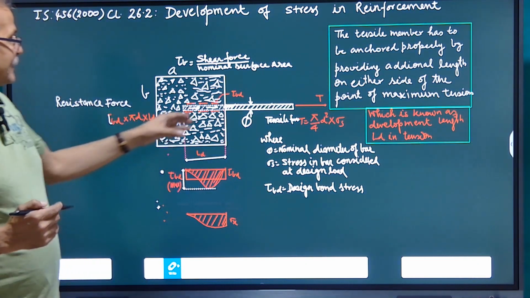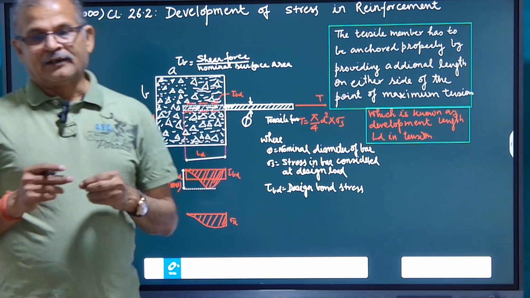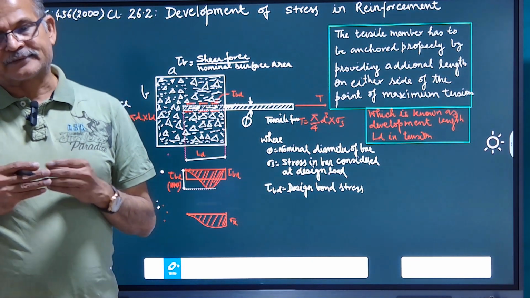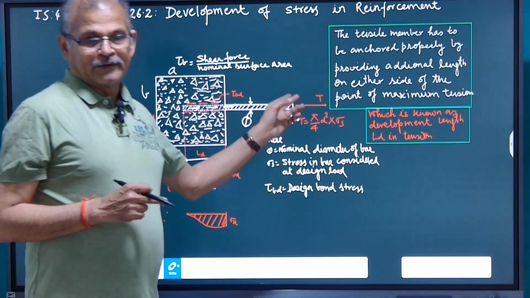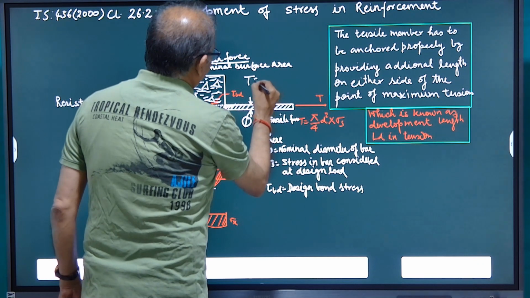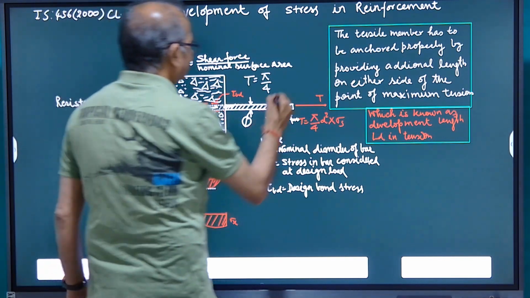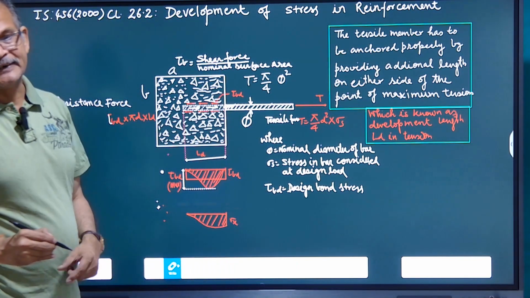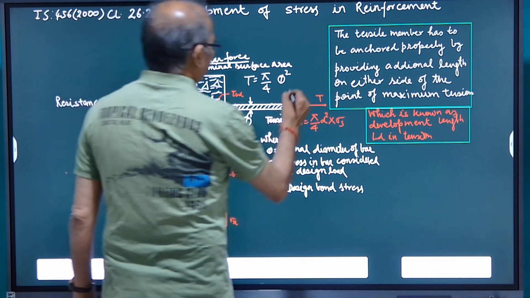So we know that this tensile force will depend upon the cross sectional area of this steel multiplied by the tensile stress, sigma s. Whatever sigma s is developed, if we multiply by the cross sectional area, we know the tensile force. So tensile force T is given by the cross sectional area, that is pi by 4 into phi square, where phi is the diameter, into the tensile stress, sigma s. How much is the tensile stress developed due to the force of T? So that is sigma s.